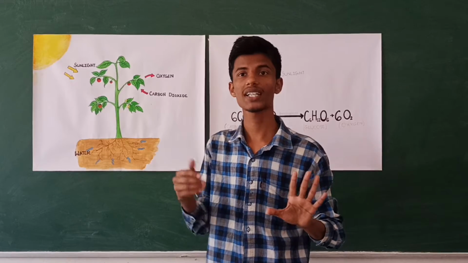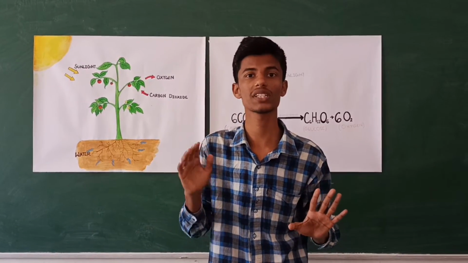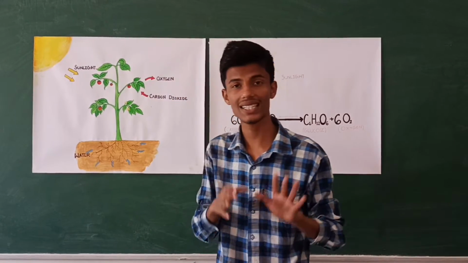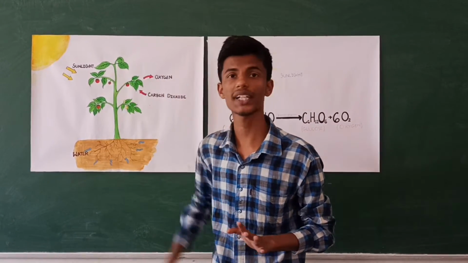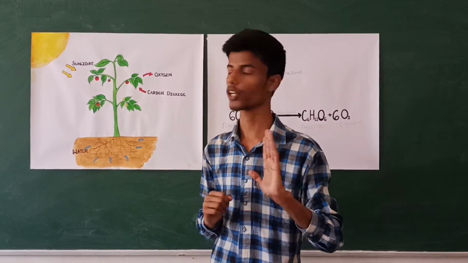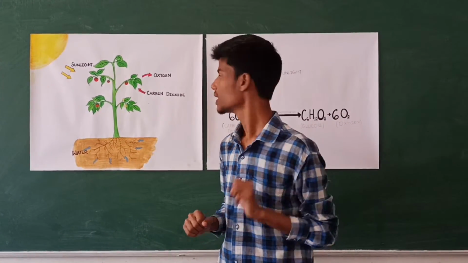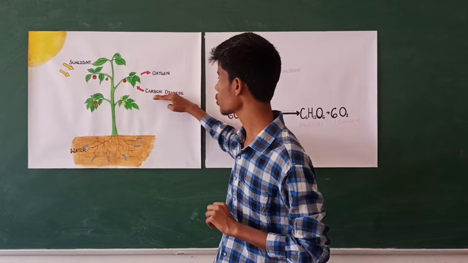There is a question: where does this process take place? Where does photosynthesis take place? It takes place in the leaves of the plant, and that is the reason the leaves are also called the kitchen of the plant. Very good. Now we have got two elements out of three.